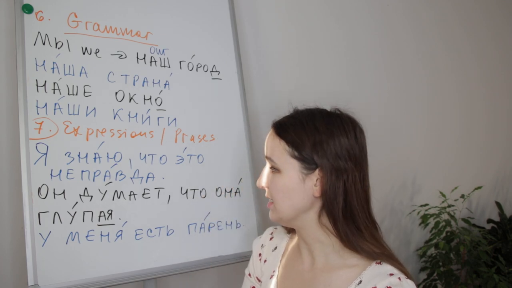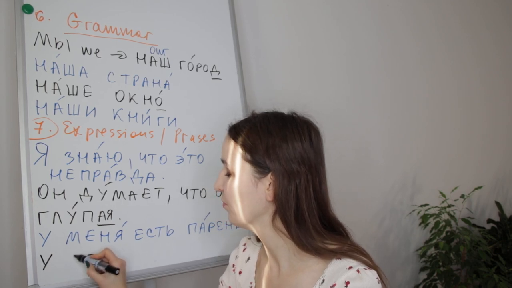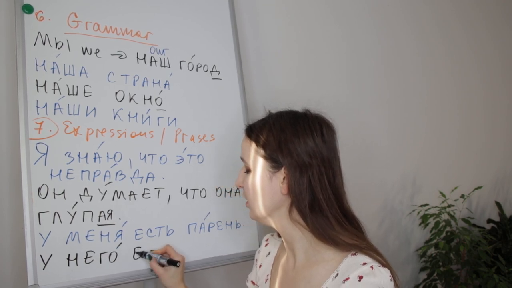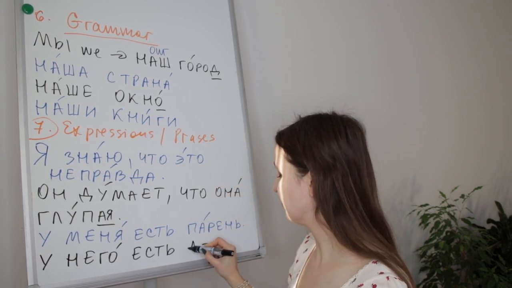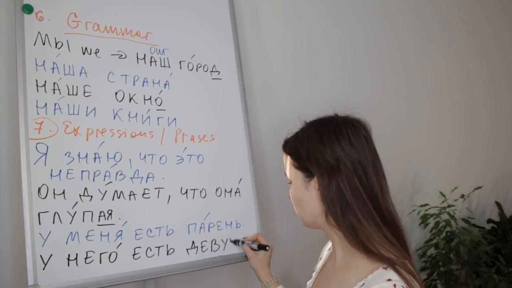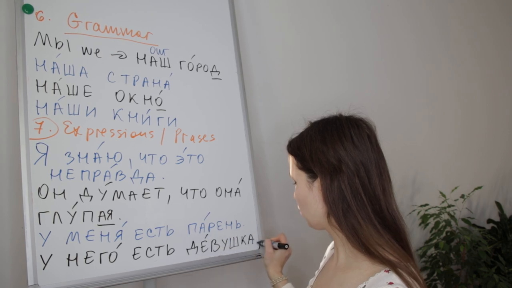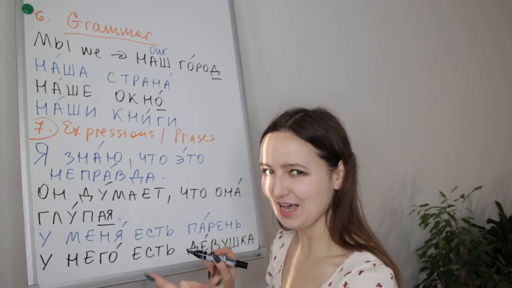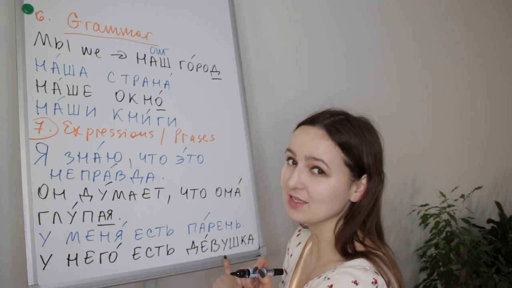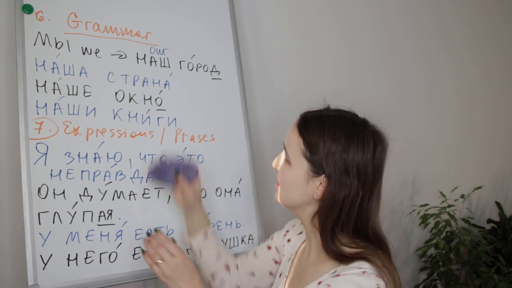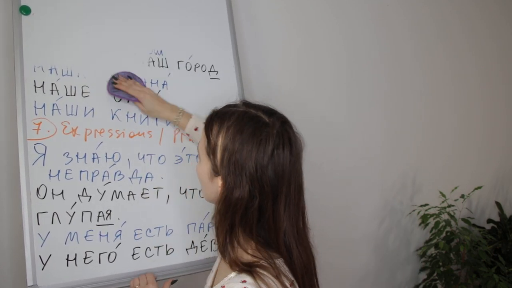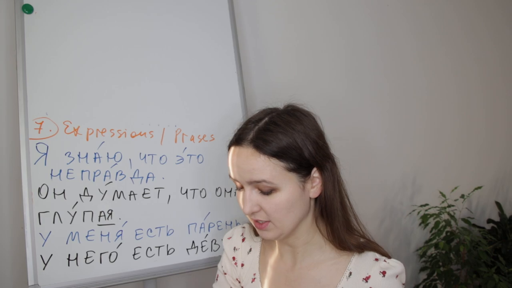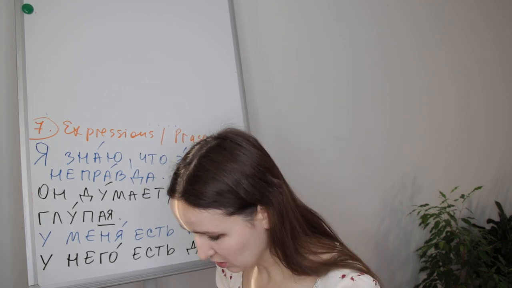У него есть девушка. Девушка. We learned this construction yesterday. У меня есть. I have. У него есть. He has. У него есть девушка means he has a girlfriend. Отлично, молодцы. У него есть девушка. He has a girlfriend.